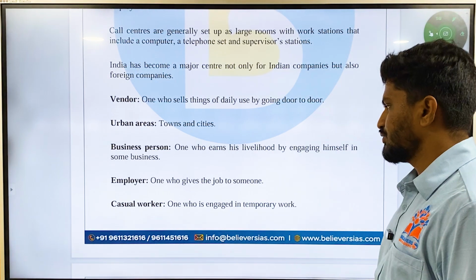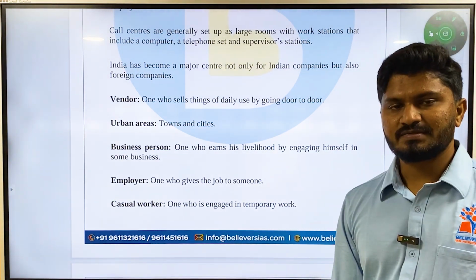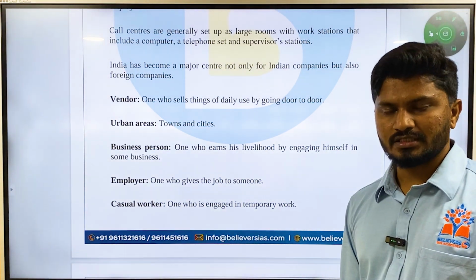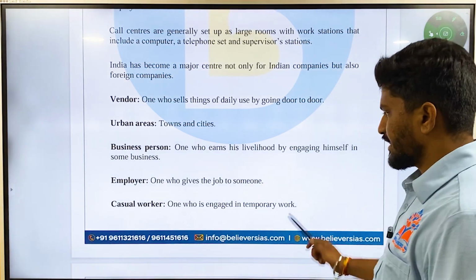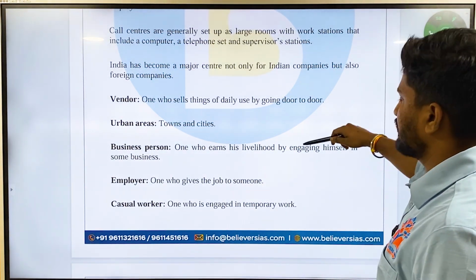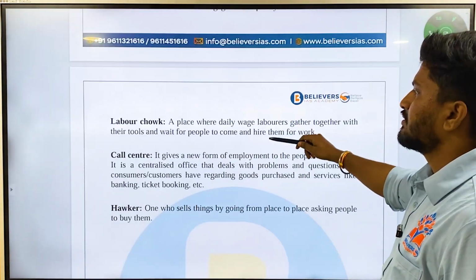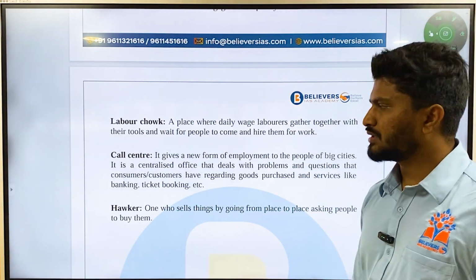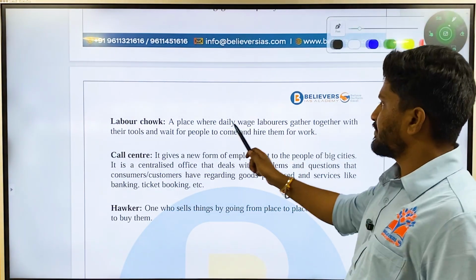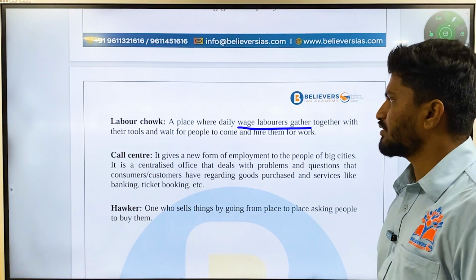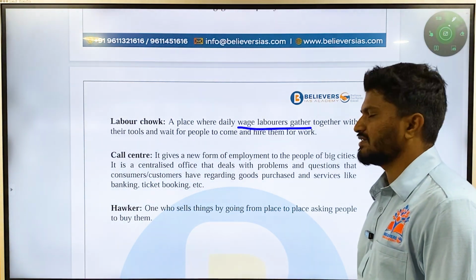Employer is the one who gives jobs to someone. Normally a business person employs a certain number of people in their business, and a casual worker is someone who is engaged in temporary work. And the labor chowk, what is a labor chowk? Normally in urban areas, it is a place where daily wage laborers gather together with their tools and wait for people to come and hire them for work.